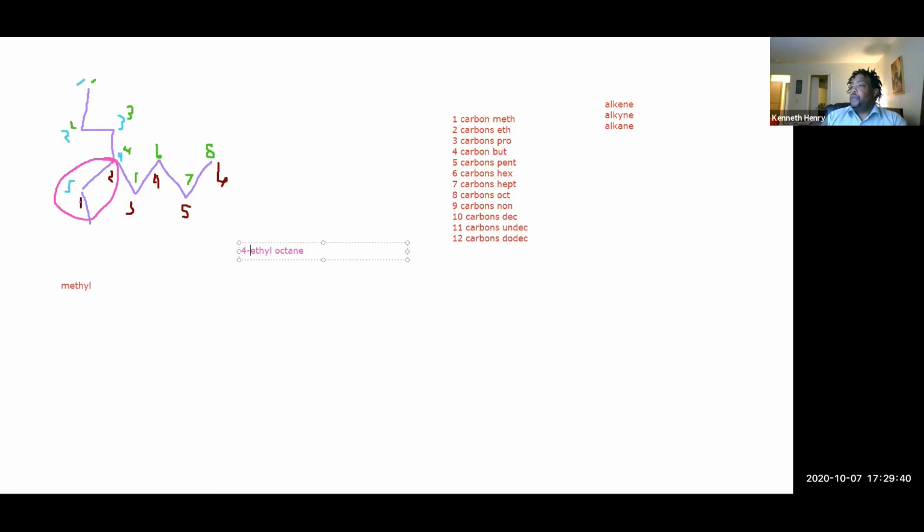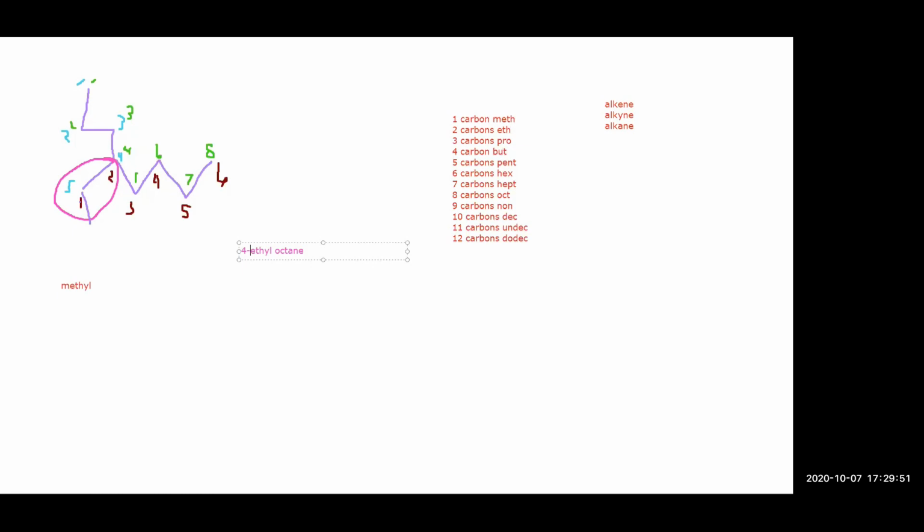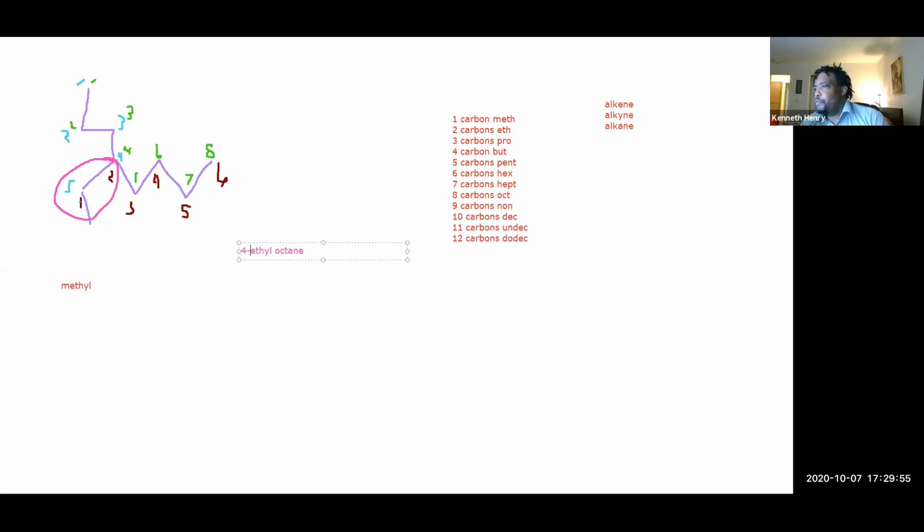So if it's 3 carbon, what is it going to be? Ethyl? How did you get 4-propyl? Yes, that's right. It will be 4-propyl octane.